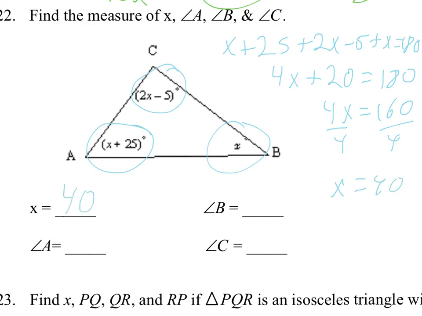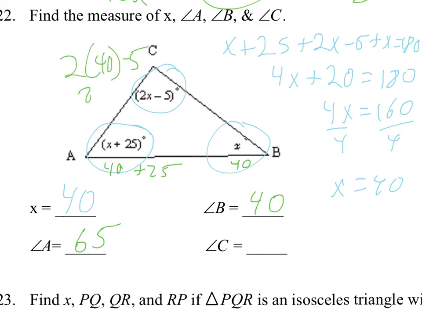How do I solve for all the angles? I just plug them in. For A, 40, which is x, plus 25 is 65. For B, x is 40, so that's all it really is. And then for C, 2 times x, which is 40, minus 5. 80 minus 5 is 75. Write that again. There we go.